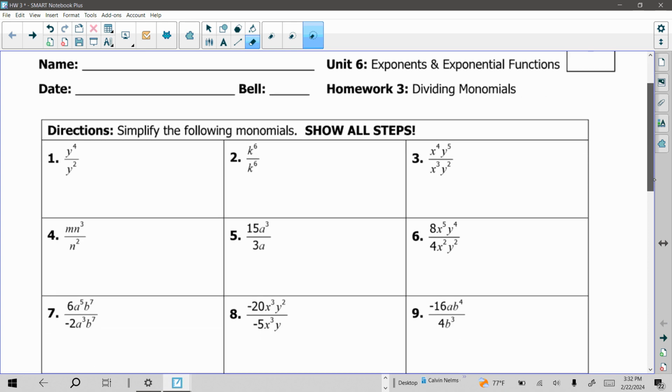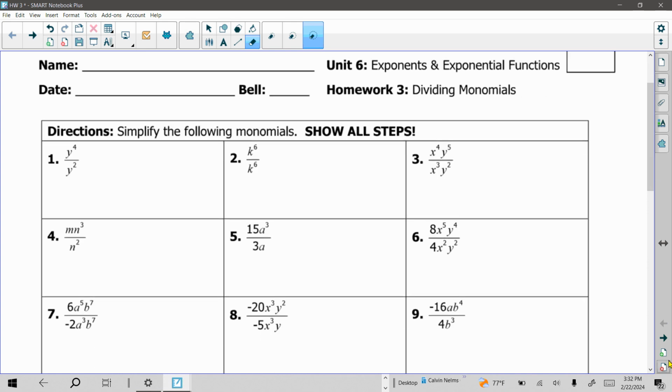Alright guys, here's my video explanation to help you with your homework tonight. You've got homework 3 and 4, front and back of this worksheet. So the first page, homework 3, is just dividing monomials.